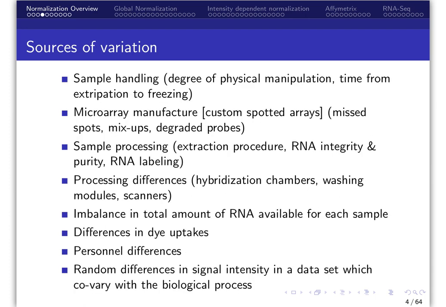For example, sample handling, the microarray fabrication process, sample processing differences, which could include ambient air humidity that differs by day and by time of year, imbalance in the total amount of RNA from each sample hybridized may differ due to minor pipetting differences. In the case of custom spotted arrays, which use two labels, differences in dye uptakes and personnel differences are all examples of obscuring variation, which are not of intrinsic interest. We will use normalization to mitigate these effects so that what we are left with is interesting variation.